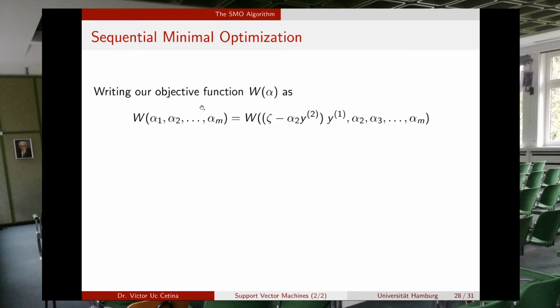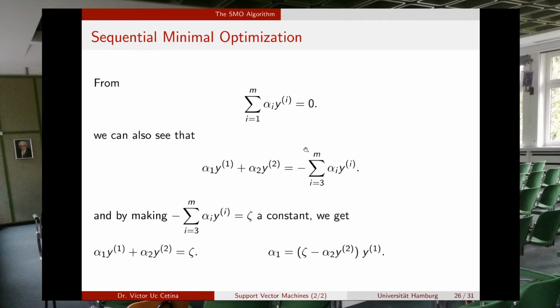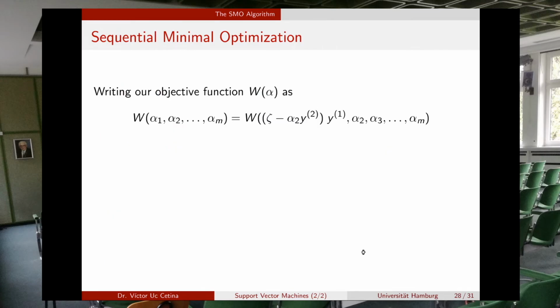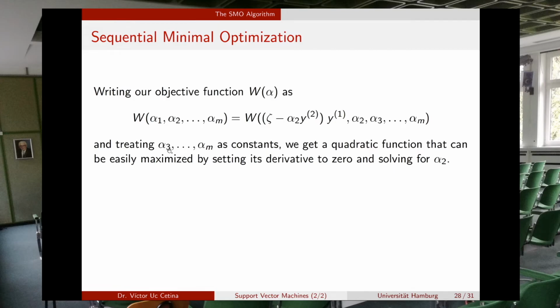Okay, so what we do then is to rewrite the function of the alphas, replacing alpha 1 by the expression that we computed before. Instead of writing alpha 1, we are going to write this product, and treating alpha 3 to alpha m as constants, we get a quadratic function that can be easily maximized by setting its derivative to 0 and solving for alpha 2.